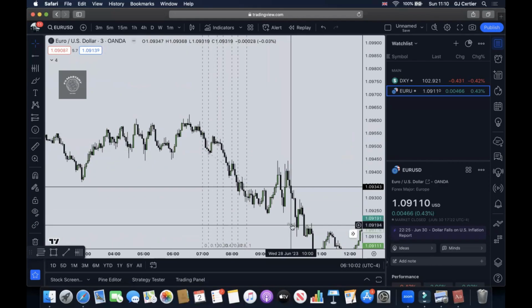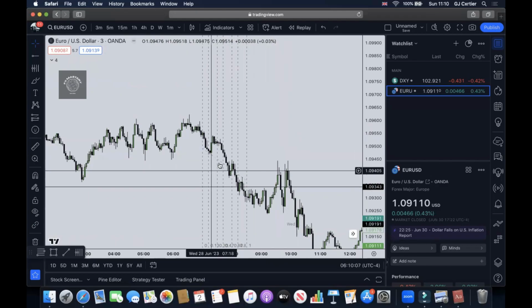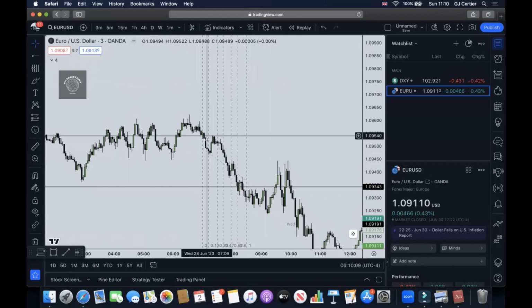So this is actually from the previous day. Again, this happens every single day, so you need to be watching out for it. We have a nice pullback. We have the break of structure through this fair value gap, right? Explaining that we've had a market structure shift.